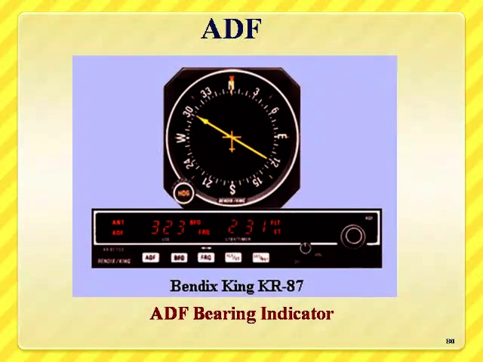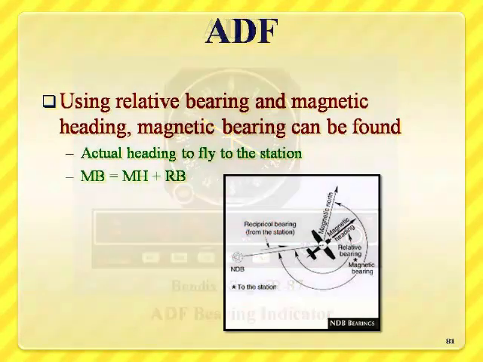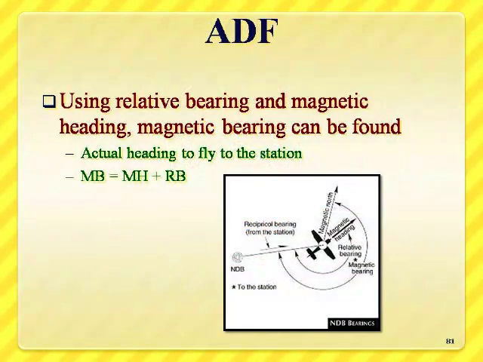So the bearing indicator before the pilot is shown in this figure, and using relative bearing and magnetic heading, magnetic bearing can be found, and the actual heading to fly to the station will be given by this equation. So from the NDB, whatever indication we are getting, and by knowing the magnetic north, the direction in which the aircraft has to go further will be known to the pilot precisely with this information.